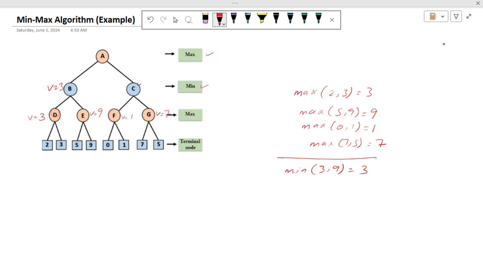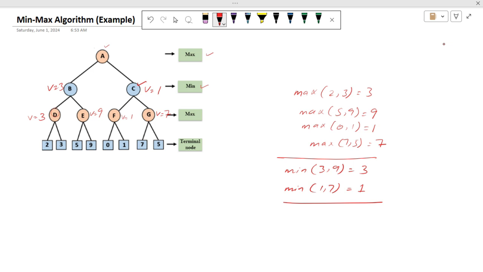Similarly, at node C, it has two children F and G with the values of 1 and 7. So the minimum value between 1 and 7 would be 1. So here the node value would become 1. So it means if it is min's turn at node C, it will always go for the move with evaluation value 1. Similarly, if we are done at this level, we'll move to the upper node, or the starting node, or the initial node.